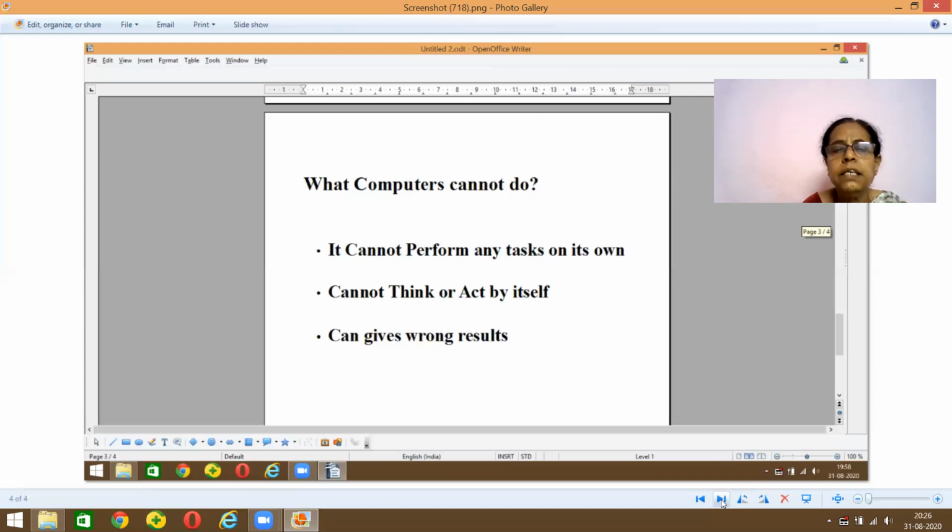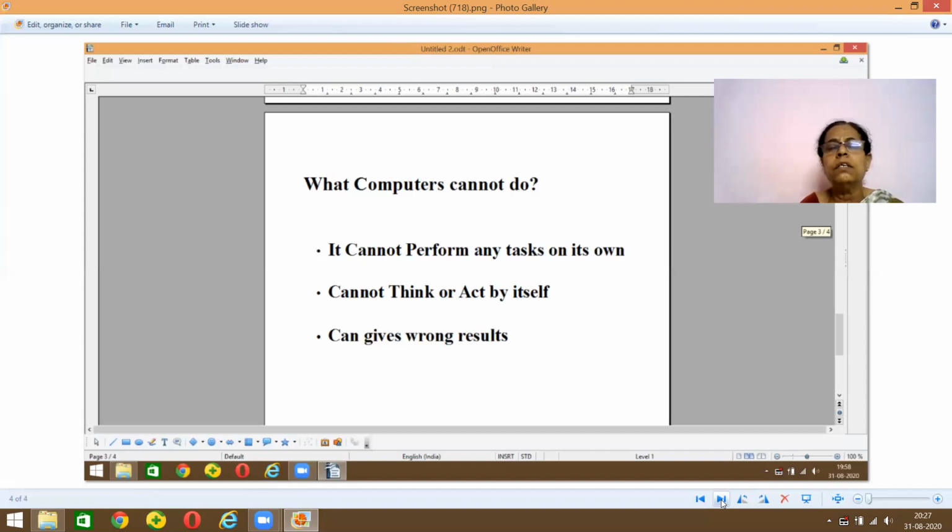The next thing is, it can give wrong results. If you give incorrect instructions to it, or incomplete instructions to it, it cannot give you the correct results. So incomplete, it doesn't understand, and incorrect, it will give you a wrong answer. So in such cases, the computer cannot give the right results, but it gives wrong results. So that's why the word accuracy will not be applicable here, because when we don't give correct instructions to the computer, it gives us wrong results.